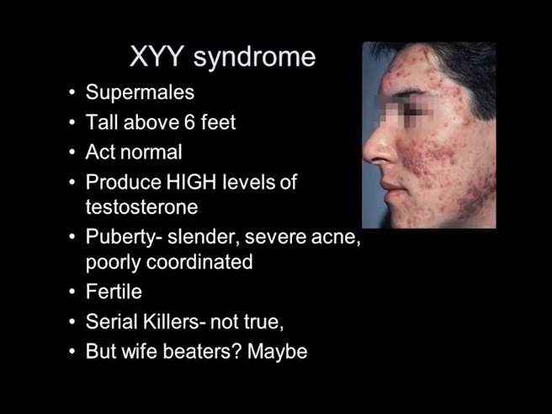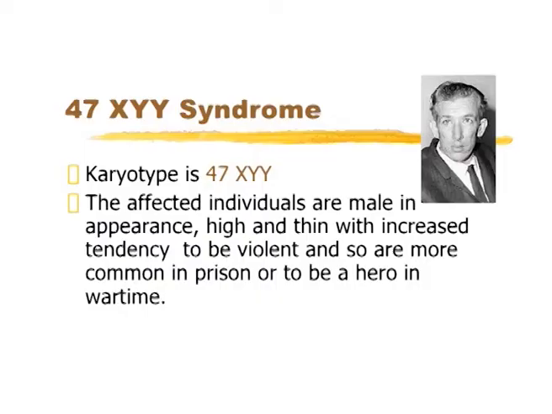Then XYY syndrome, of course, the number remains the same, 47. So, it is called 47XYY syndrome. Another human condition involving the sex chromosome is this. Here the only deviation from diploidy is the presence of an additional Y chromosome in an otherwise normal male karyotype, as we have 46XY.